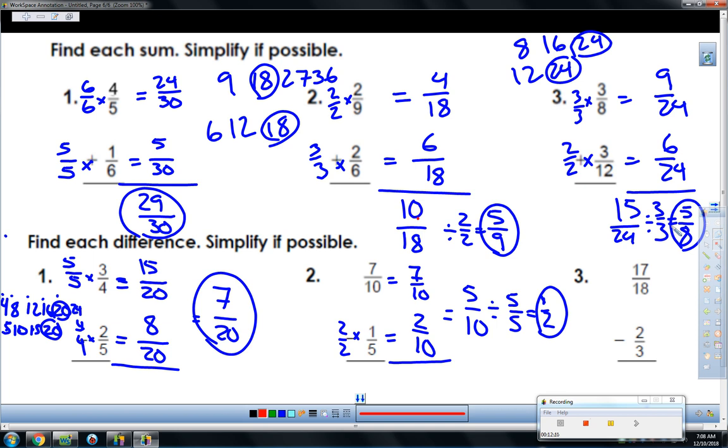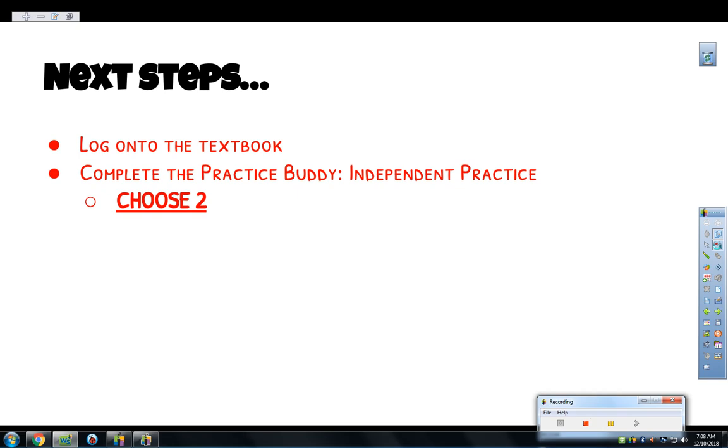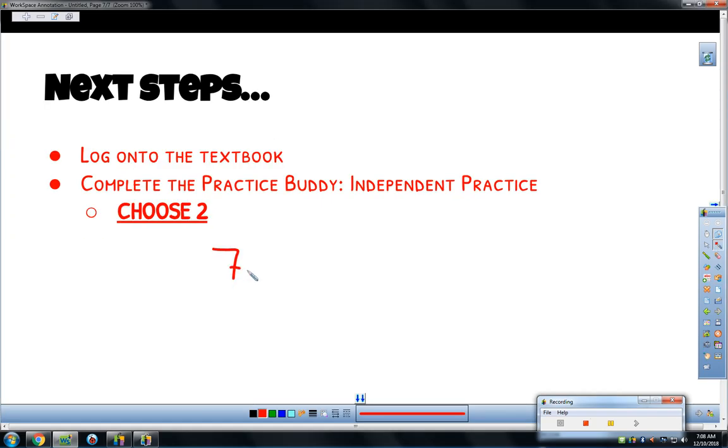Okay. So, some next steps for you would be to log into the online textbook, choose the practice buddies. You're going to choose 2 of the 3, right? So that's 7, 3, 7, 4, 7, 5. You need to do at least 2 of the 3. I don't care which 2.